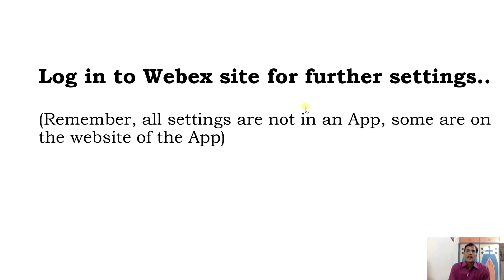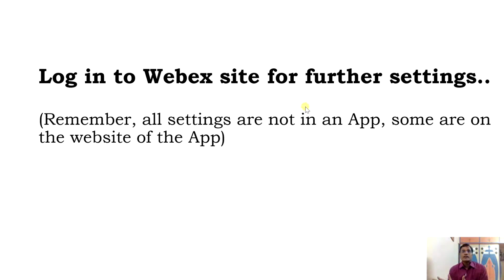Still we are not ready to start our conferences. There are many other settings we have to do by going to the website. Generally, whenever we use an application, not all the features are in the app itself. They want to keep the app light and of minimum size, so they keep minimum features and settings in the app. Most of the features are kept on the website. So whenever you want to make more settings, go to the website of that particular app.